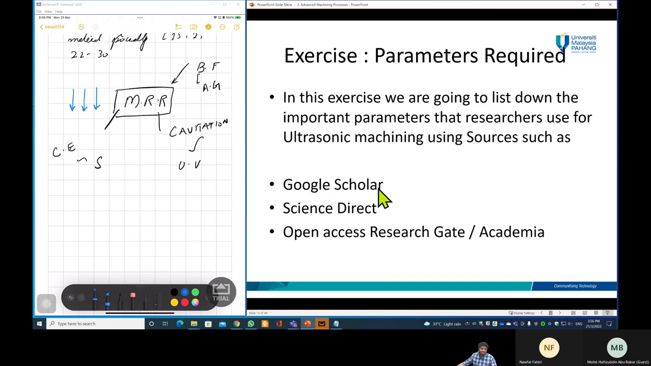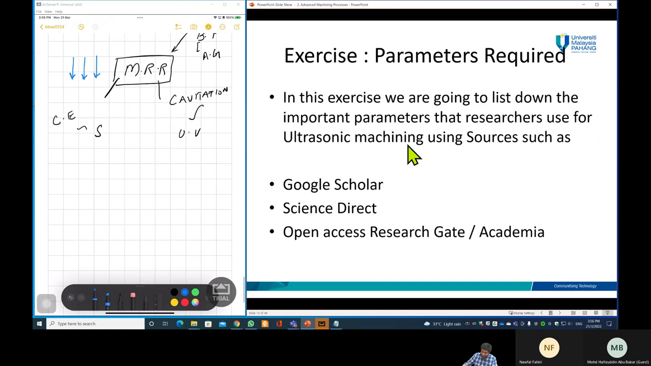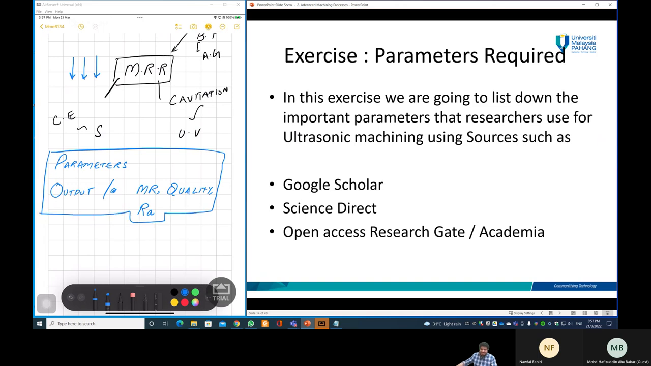So this is an exercise. In this exercise, we are going to list down the important parameters that researchers are using for ultrasonic machining using sources such as Google Scholar, Science Direct, and open access ResearchGate, Academia. What I want you guys to do is open any paper from Google Scholar or Science Direct on ultrasonic machining and try to see which parameters are listed, and what the output is, what they want to optimize. Material removal is the output, or quality is the output, or surface roughness Ra is the output. That is something you need to find in this exercise. I will leave you guys for about 20 minutes for this exercise.